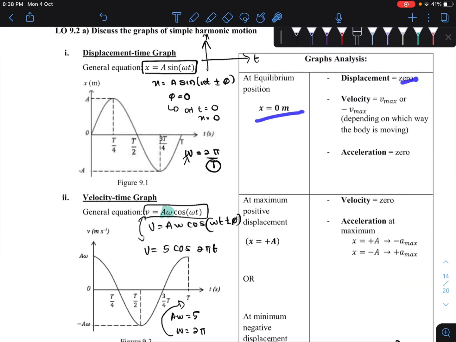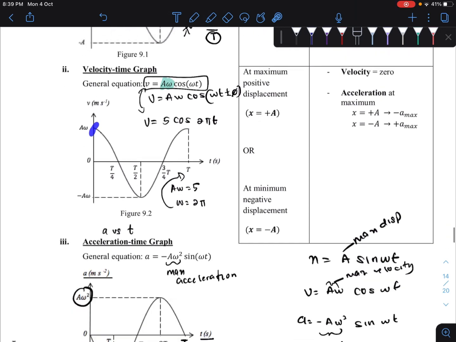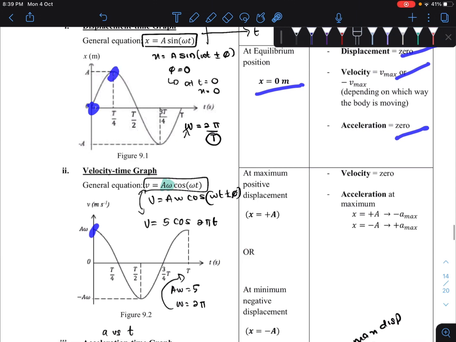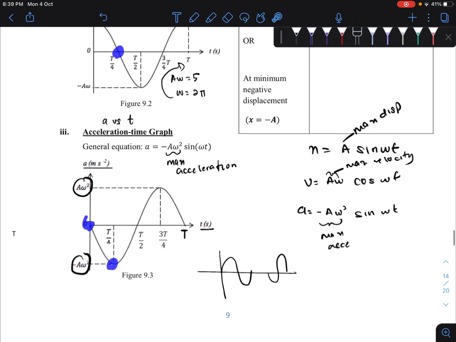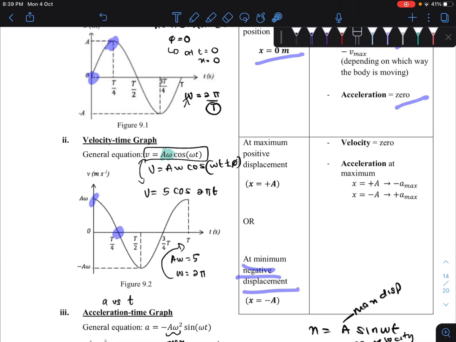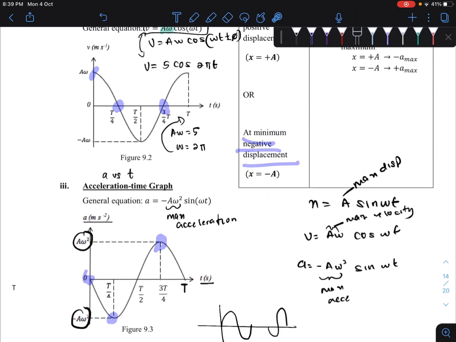Okay, kena ingat equilibrium position, displacement kosong, velocity maximum, acceleration kosong. Okay, boleh tengok dekat graph sini. Kosong, maximum, kosong. Ataupun bila maximum positive displacement, X kita berada dekat positive A, V kita akan ada dekat kosong, acceleration kita akan ada dekat negative maximum acceleration. Whereas when you are at minimum negative displacement, negative A dekat sini, your velocity is still 0 and your acceleration is at positive maximum acceleration.